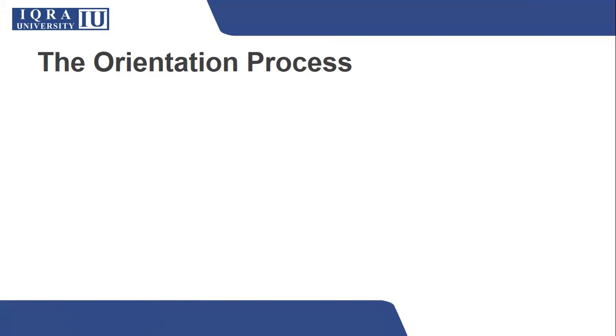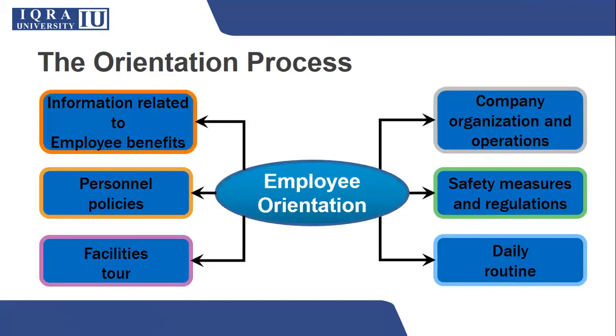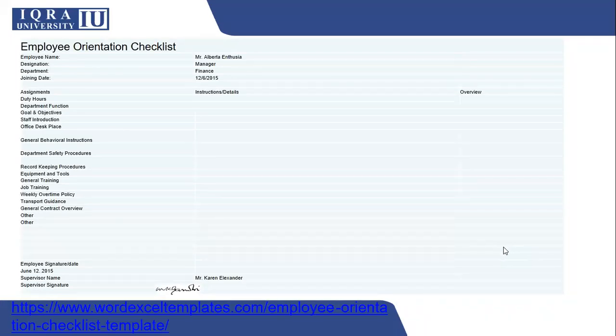At a minimum, as in the figure you can see, an orientation typically includes information related to employees' benefits, personnel policies, facilities tour, company's organization and operations, safety measures and regulations, and daily routine. Now this figure tells about the new employees department and orientation checklist. If you click over here, you'll get all the details, right?